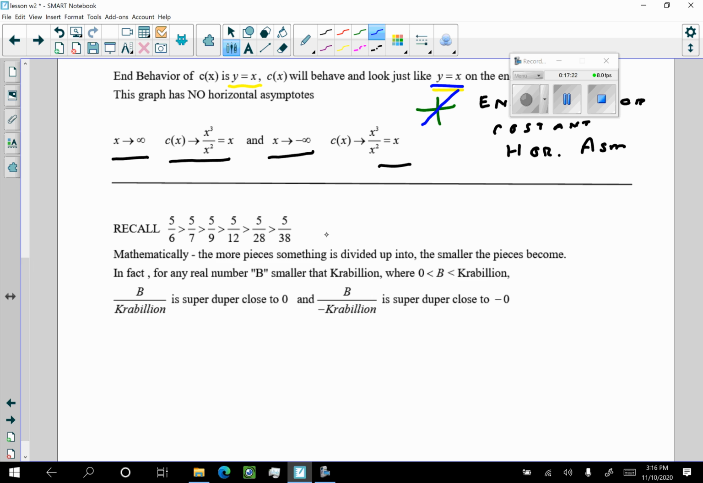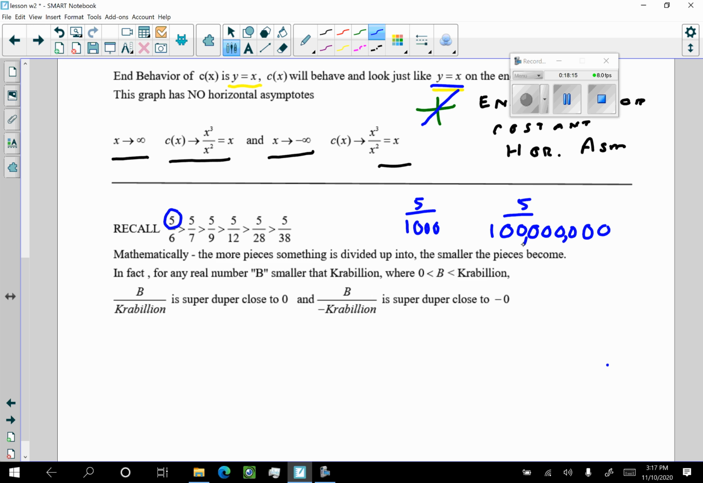This is a lesson out of a fifth grade text. Recall, if I have five pizzas, and that's exactly what I'm doing here, I'm dividing it among six people. 5 divided by 7, 5 divided by 9, 5 divided by 12. What's going to happen? The pieces are going to get smaller and smaller and smaller. If I have five pizzas and divide them among 1,000 people, how big a piece is someone going to get? Not very big. If I divide those five pizzas among 100 billion people, nobody's going to get anything.